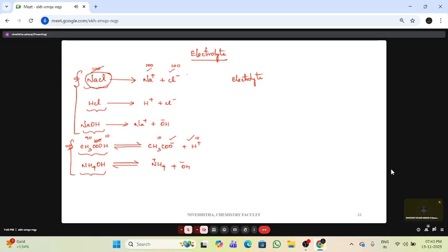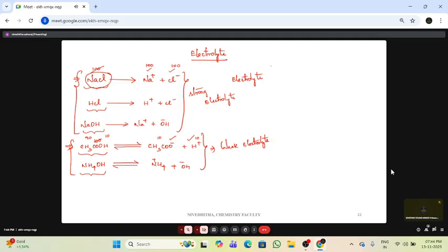So this kind of electrolyte is called a strong electrolyte, and these two types are called weak electrolytes. If a chemical compound dissociates completely to give its constituent ions, then that kind of compound is called a strong electrolyte. If a chemical compound dissociates partially to give its constituent ions, then that is called a weak electrolyte. So we have two types of electrolytes.